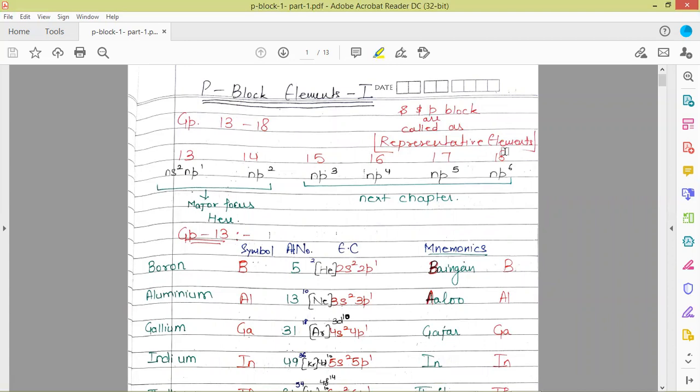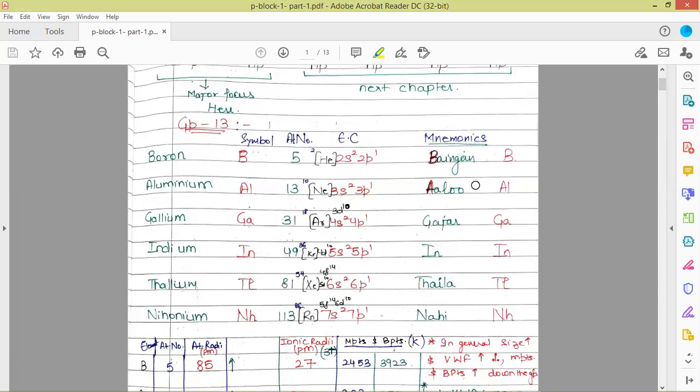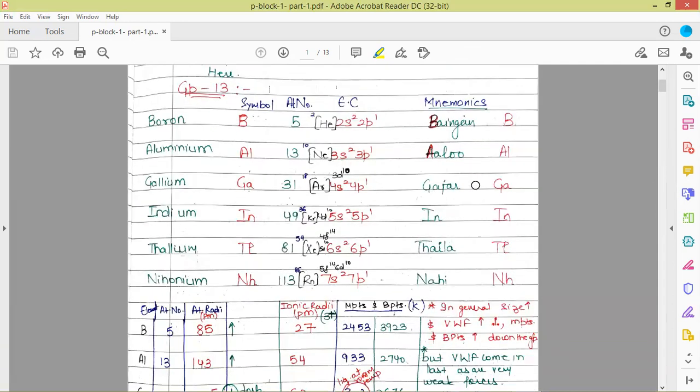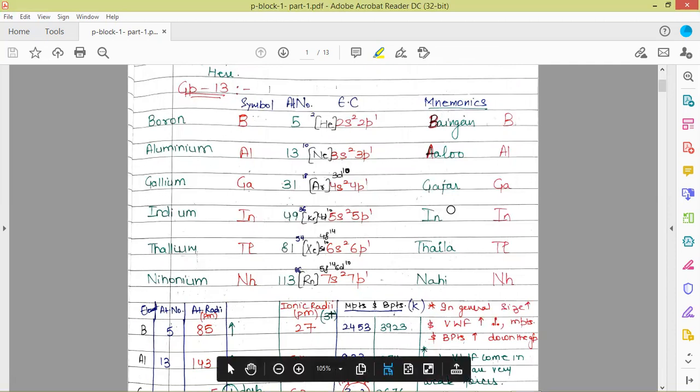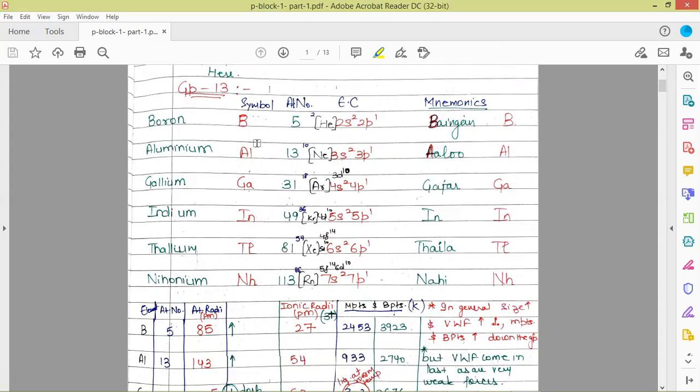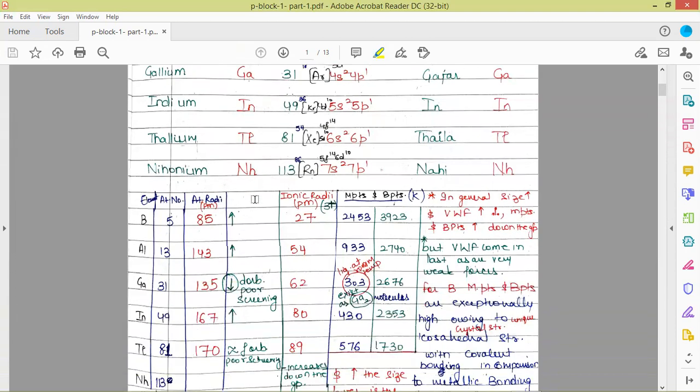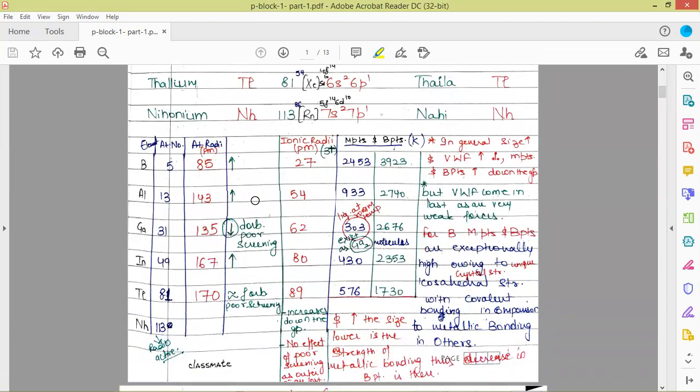In this particular semester, we will be discussing these 5 groups, the first 2 in this unit and the next 3 in the last unit of your syllabus, that is unit 4. Here I have given a mnemonic to memorize these elements: bangan, aloo, gajar, in, thali, nahi. This way you can memorize the sequence. B for bangan, Al for aloo, Ga for gajar, In for indium, Tl for thali, and nihonium for nahi.